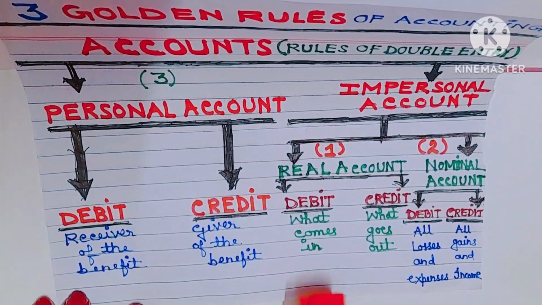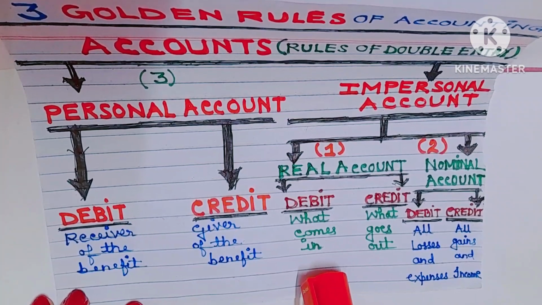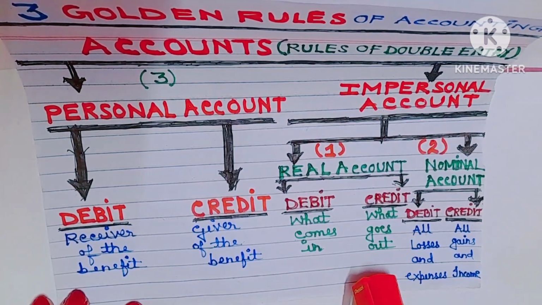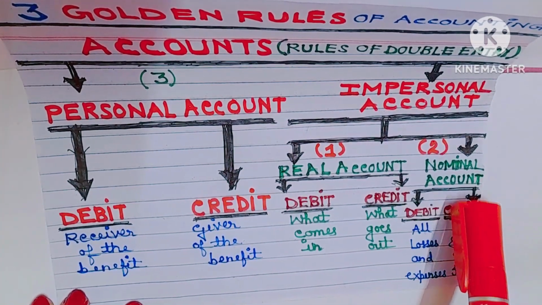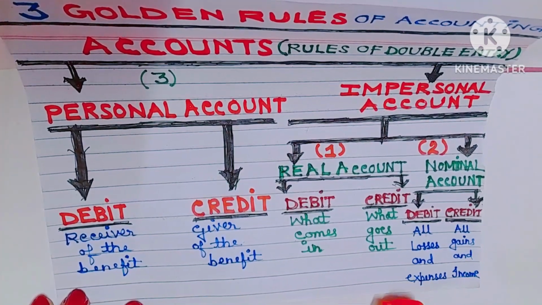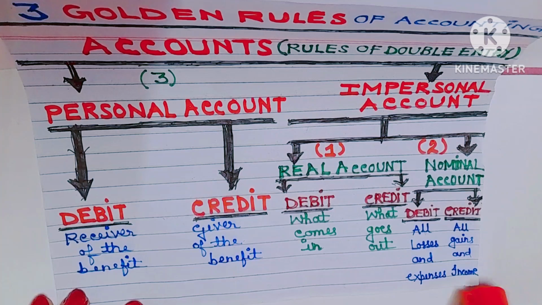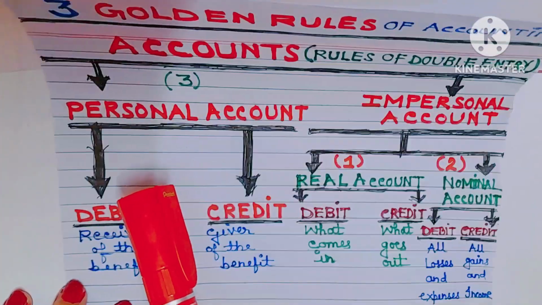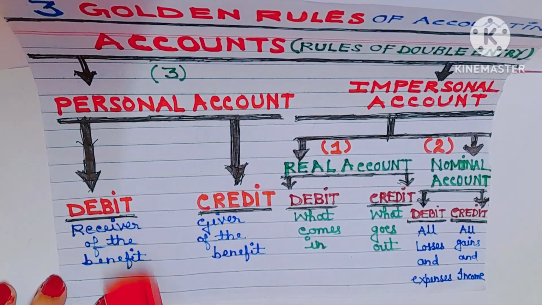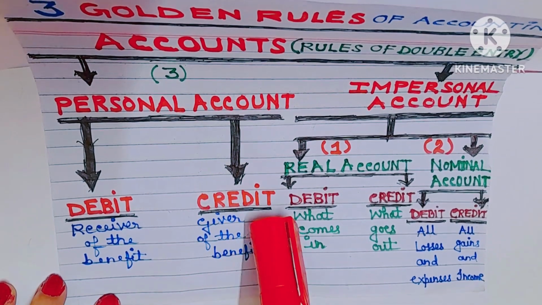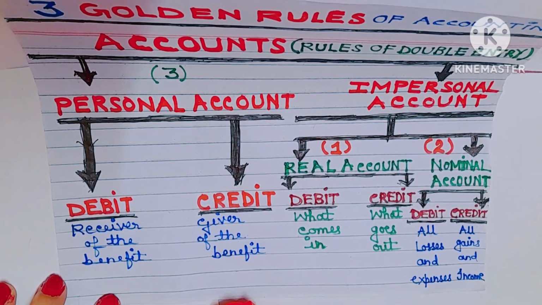According to real account, debit what comes in, credit what goes out. According to nominal account, debit all losses and expenses, credit all gains and incomes. According to personal account, debit receiver of the benefit, credit giver of the benefit.